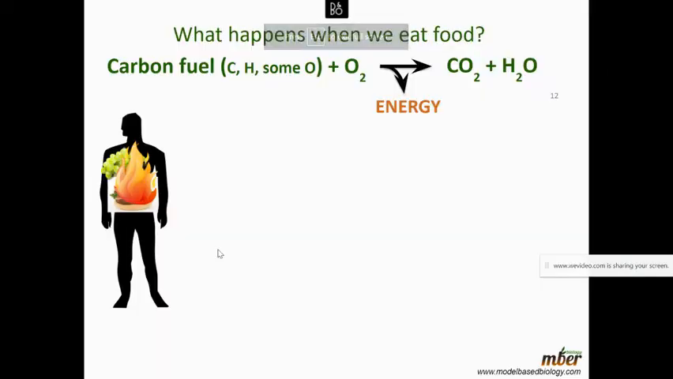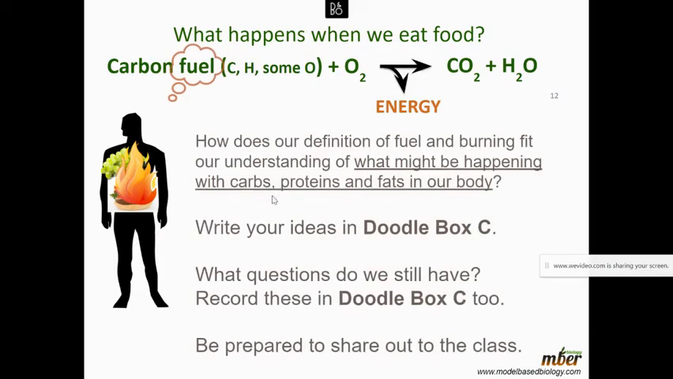All right, but now what happens when we eat food? You guys told me we need food in order to release our energy or to get energy. And we just said that the carbon fuel, which is carbons, hydrogens, and some oxygens, plus the oxygen we breathe, will release energy and give us carbon dioxide and water. But are we like this little human here that has fire burning in our bellies? No, it's not actually on fire.